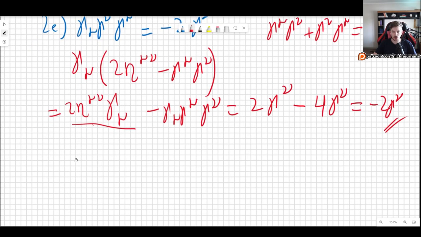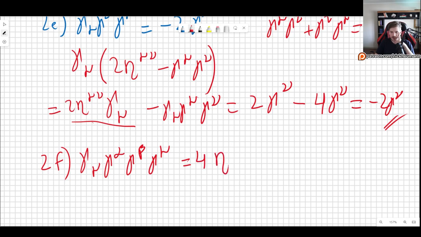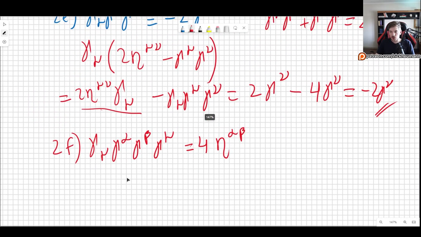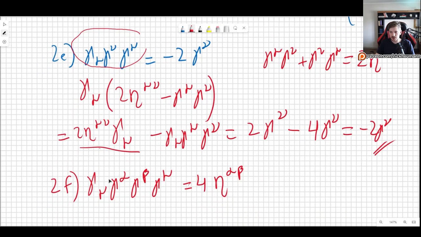Next one. Let's just quickly, bam, one after the other. Keep in mind to always pause and try this for yourself. So 2f, what we now want to prove is that gamma mu, gamma alpha, gamma beta, gamma mu is equal to 4 times the matrix alpha beta element. Okay, so what do we do now? Well, notice that if we had something like this, gamma mu down here, then something that is not gamma mu, and then another gamma mu, then we could use the property that we just found.